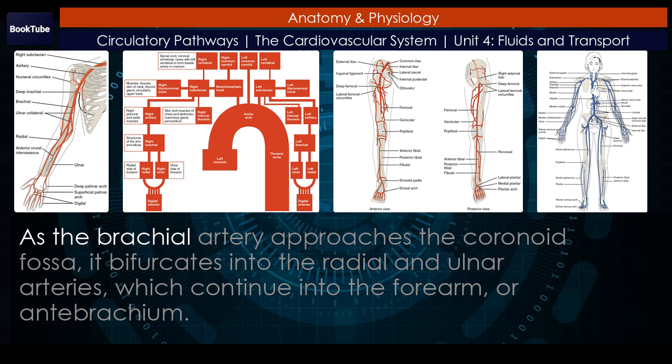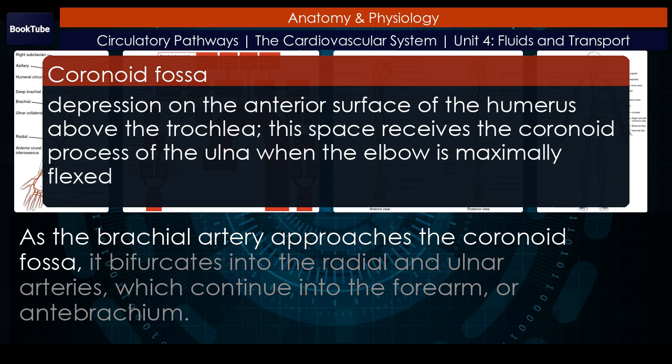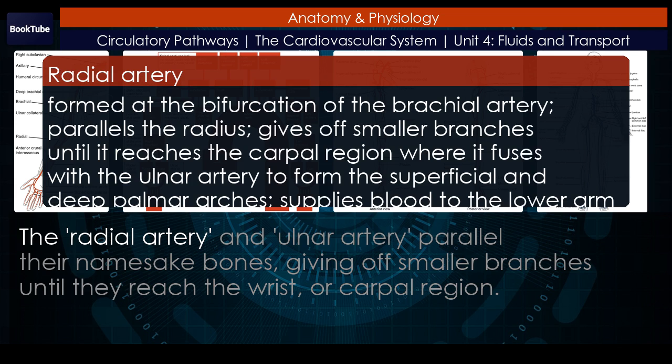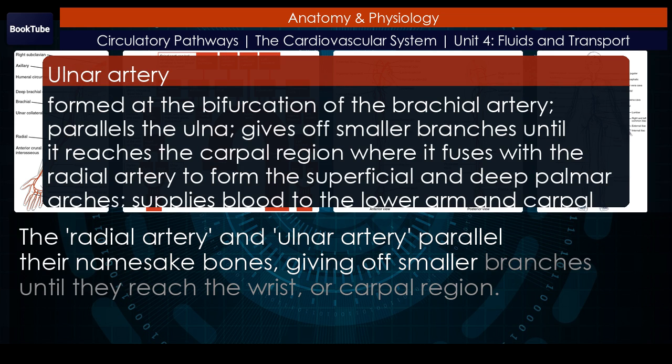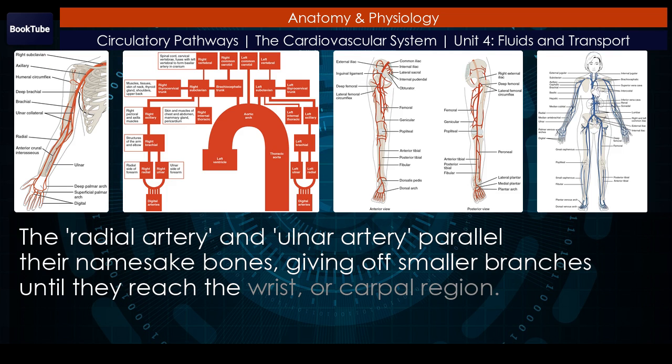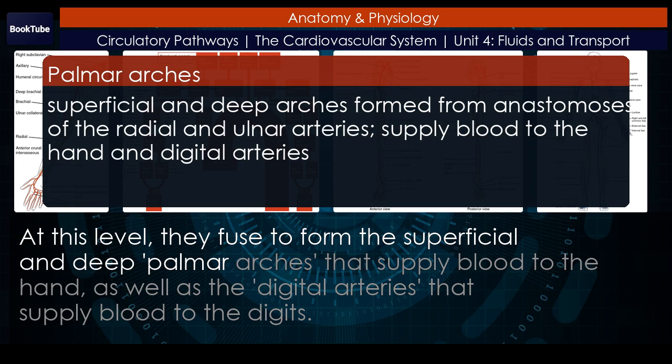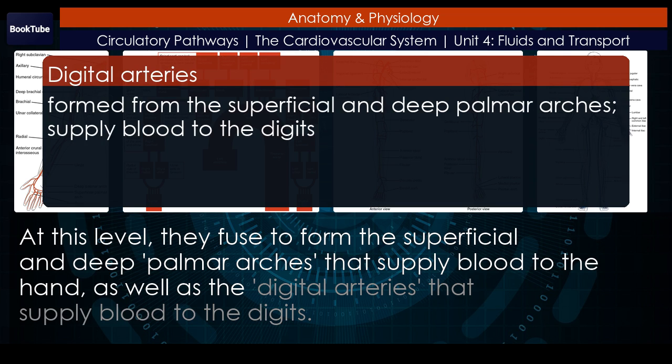As the brachial artery approaches the coronoid fossa, it bifurcates into the radial and ulnar arteries, which continue into the forearm, or antebrachium. The radial artery and ulnar artery parallel their namesake bones, giving off smaller branches until they reach the wrist, or carpal region. At this level, they fuse to form the superficial and deep palmar arches that supply blood to the hand, as well as the digital arteries that supply blood to the digits.